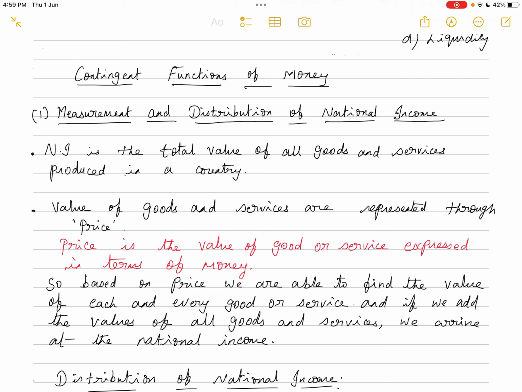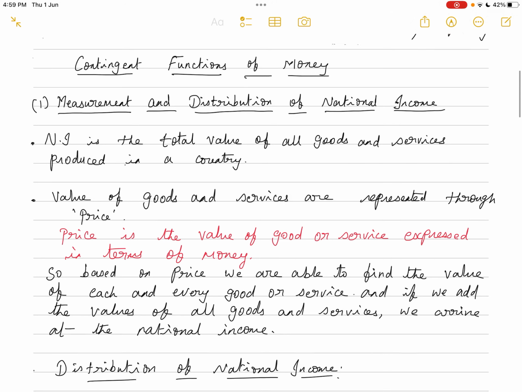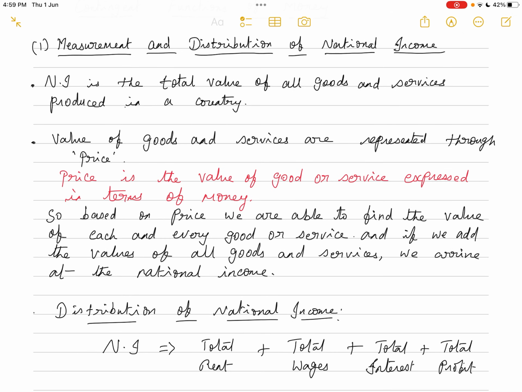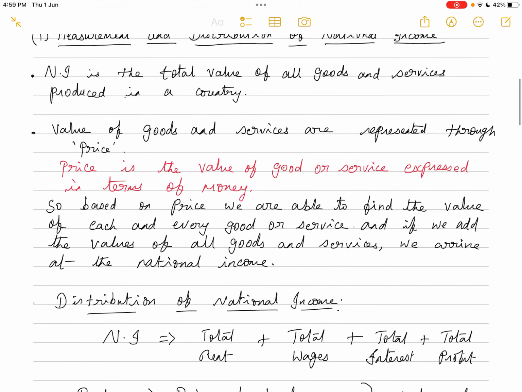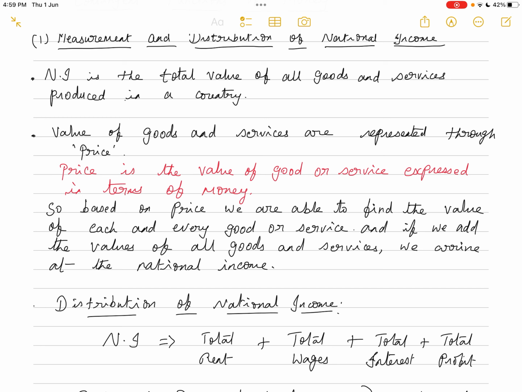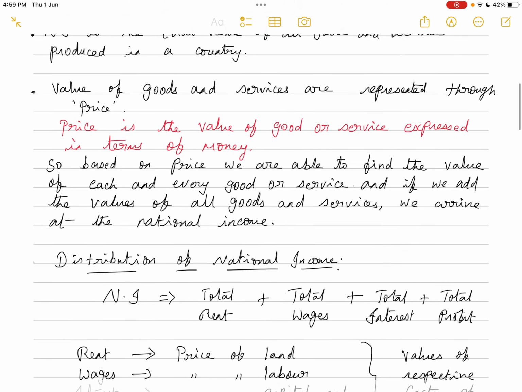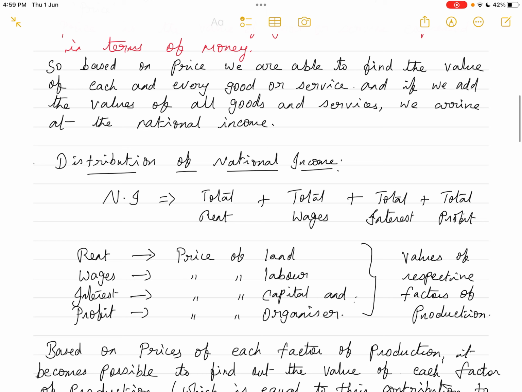Each and every commodity or service has a certain price. Now what is that price? The price is nothing but the value of a good or service expressed in terms of money, isn't it? So the price represents the value of each and every commodity, and we are able to find out the values of each and every commodity, and when we add the values of all the goods and services, we arrive at the national income. So based on price, we are able to find out the value of each and every good or service, and if we add the values of all goods and services, we arrive at the national income. So we are able to measure the national income with the help of money.